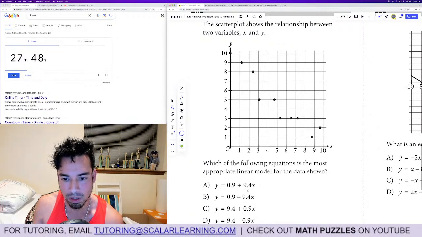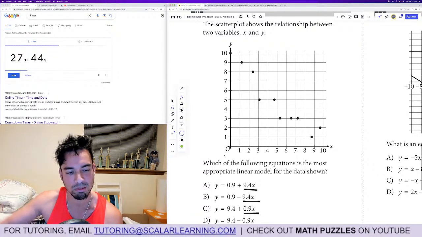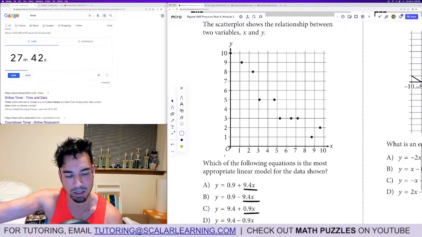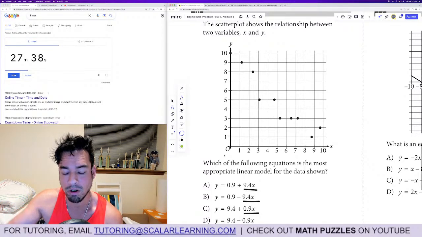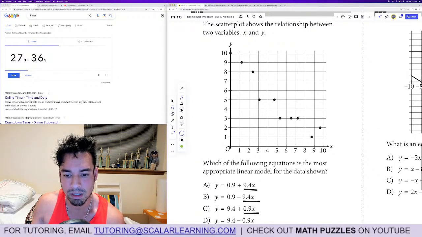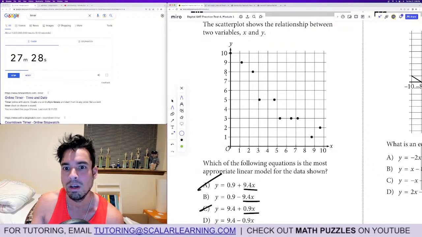So these are the values of slope because it's kind of in slope-intercept form, not exactly because the y-intercept and the slope are flipped, but it's still whatever's multiplying the x is your slope. So I know it needs to be negative. This is positive 9.4. This is positive 0.9. Both of those are out. And then these values in front, since they're the constants, those are the y-intercepts. Obviously, this is not a y-intercept of 0.9.